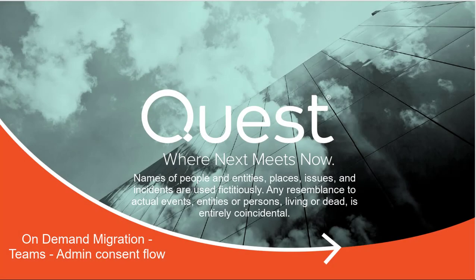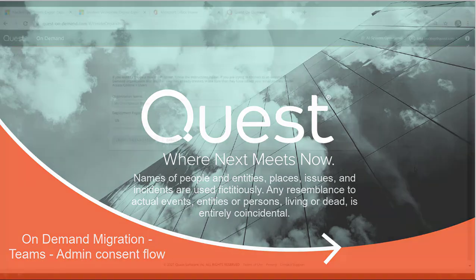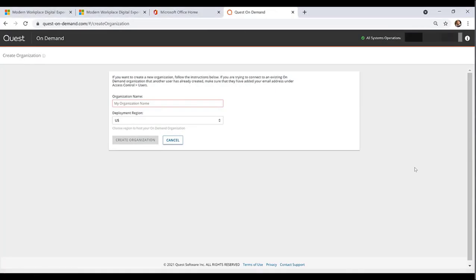of the On-Demand Migration for Teams video training series. In this video, we're going to talk about the admin consent flow. This is a requirement so that our on-demand migration services can leverage a global administrator account that we've designated for migration actions. But first, we'll enter the Quest On-Demand portal as if we're creating a brand new organization.